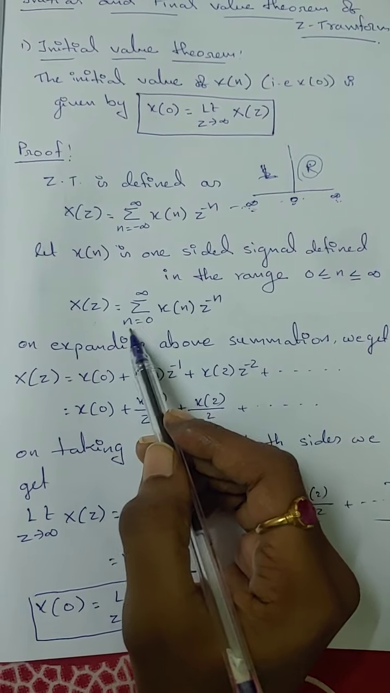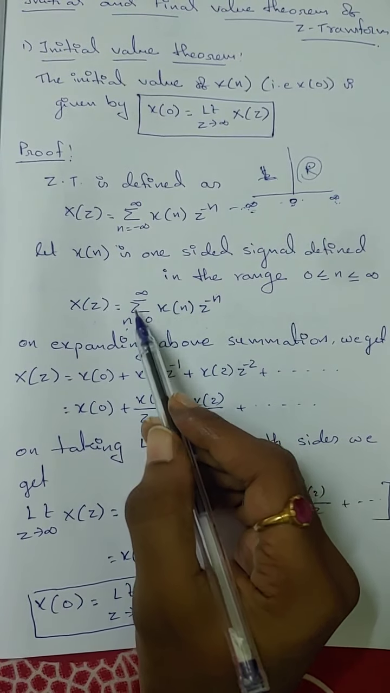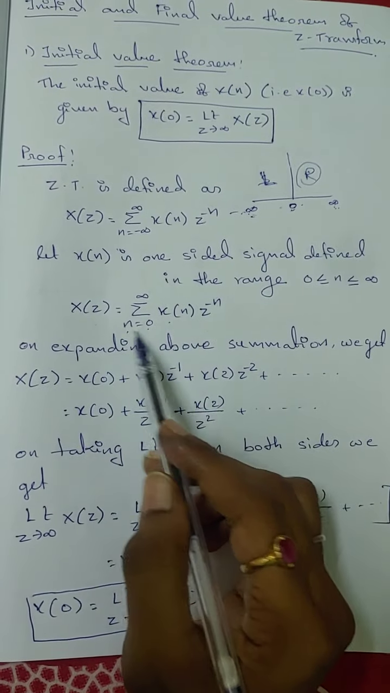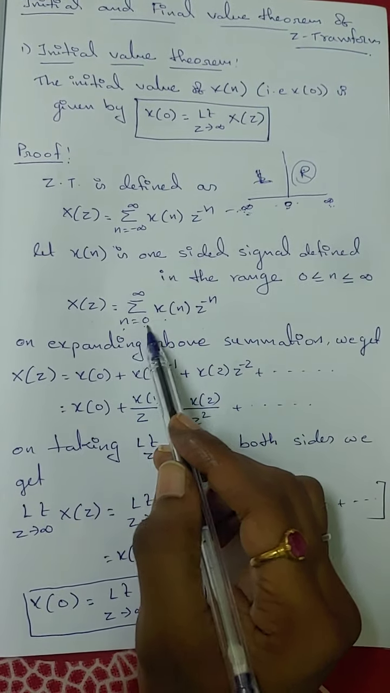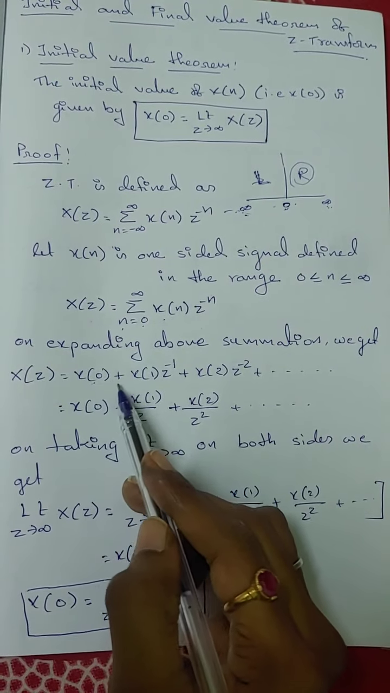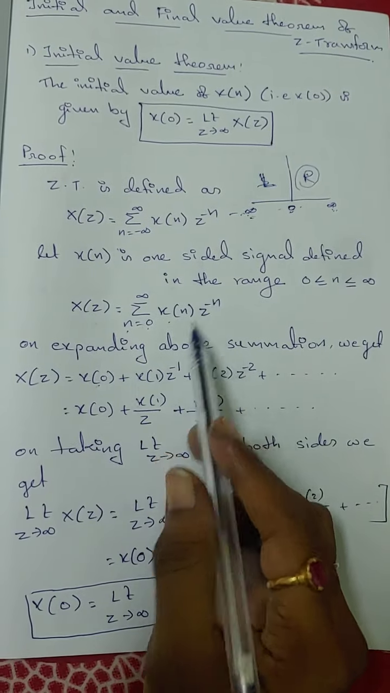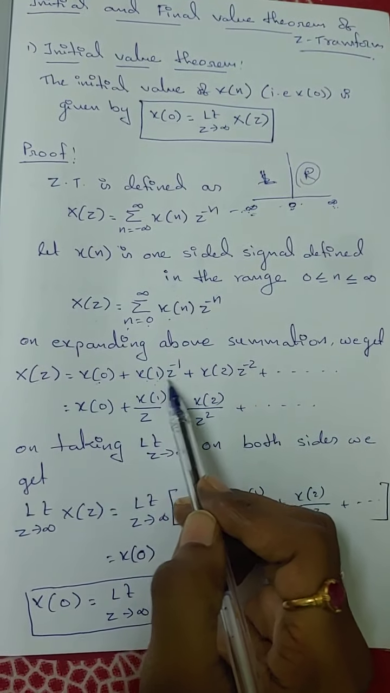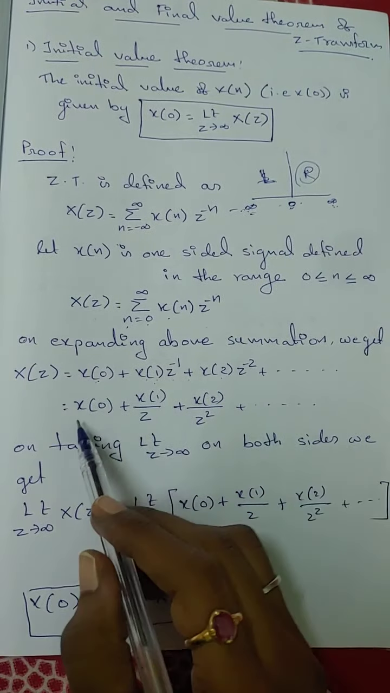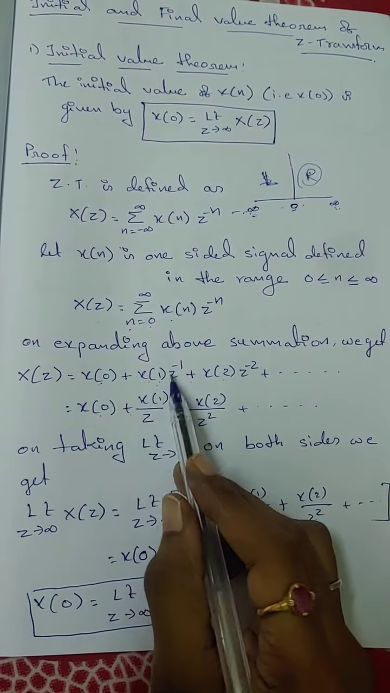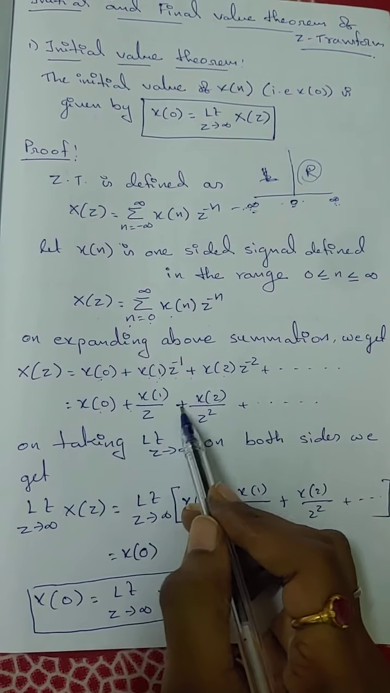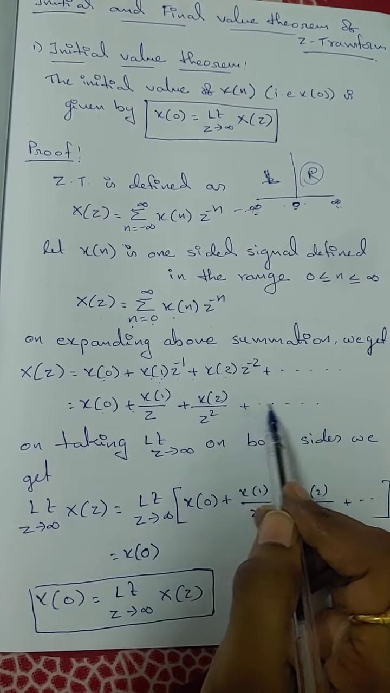So from n is equal to minus infinity to infinity, if it is a single-sided signal, then you have to change the limits to n is equal to 0 to infinity of x of n z power minus n. You have to expand this equation for n is equal to 0 to infinity. Now substitute the first value: x of 0 times z power 0, whose value is 1, plus x of 1 z power minus 1 plus x of 2 z power minus 2 and so on. Now x of 0 plus, z power minus 1 you have to write as x of 1 divided by z, plus x of 2 divided by z square and so on.